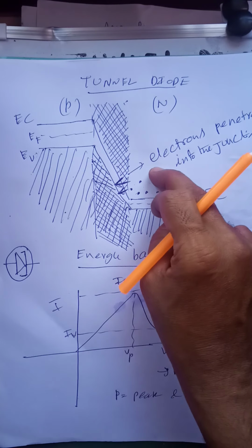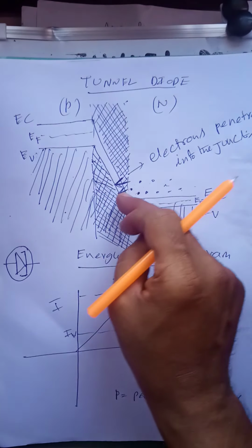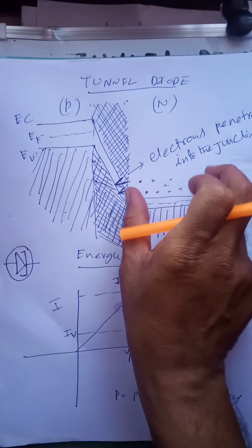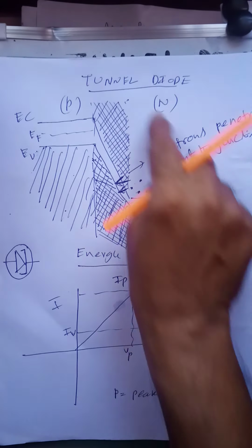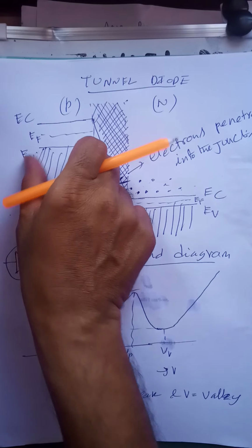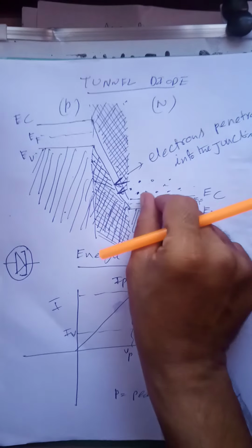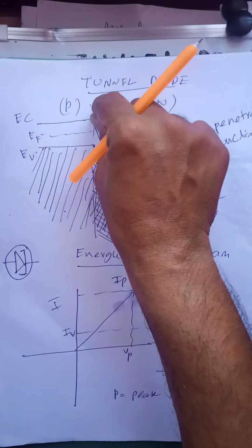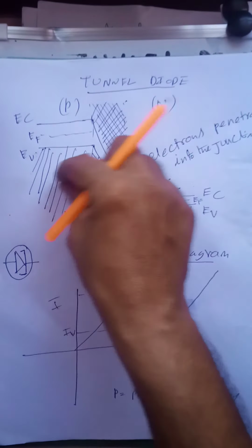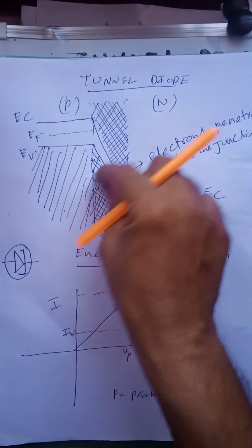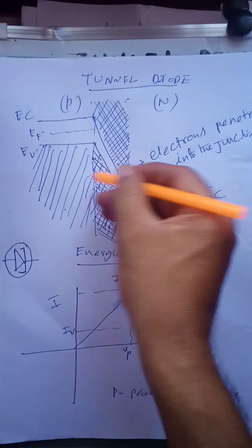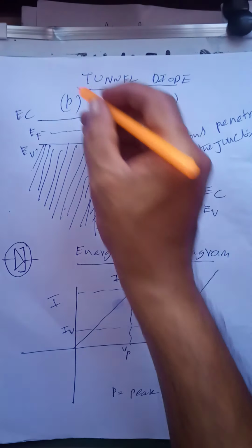So by applying voltage from the power supply, the electrons in the N region are not climbing, since the depletion width is small and the conduction level of electrons in the N side is almost at the same level as the valence electrons of the P side. Thus, instead of jumping or climbing into the P side, they are penetrating through into the valency band of the P side in the form of small tunnels. That is why it is called a tunnel diode.